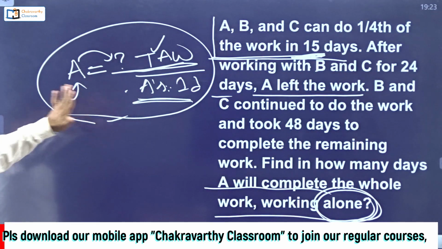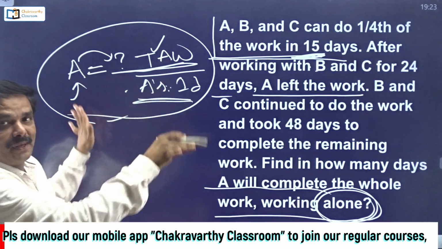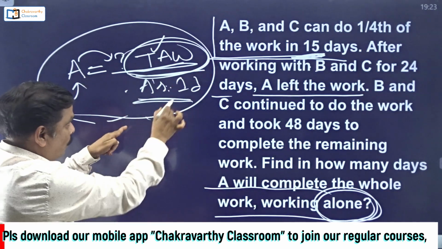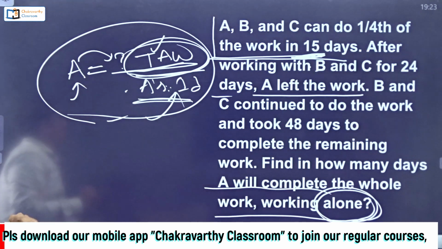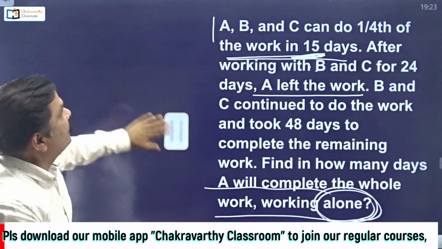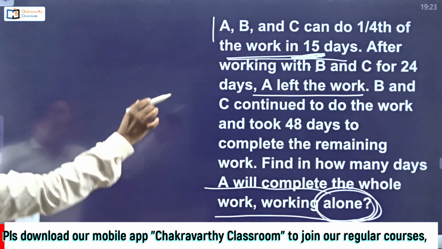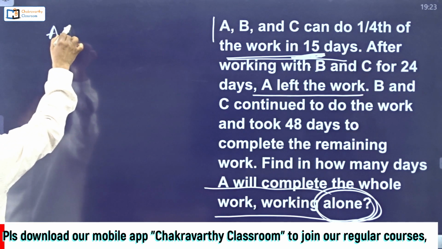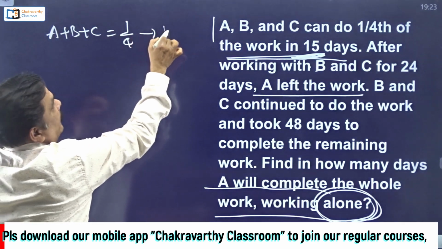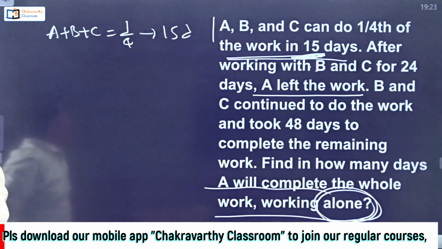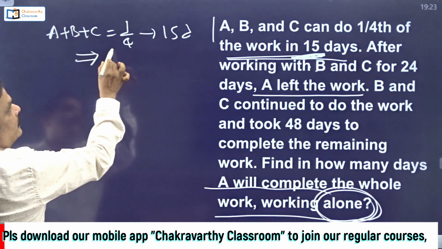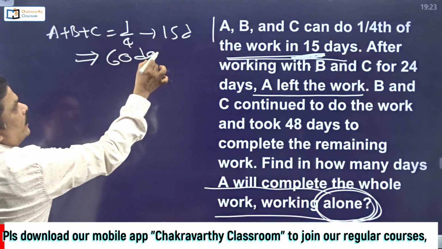Clearly they have given. I'm just taking this one out here for space management. Now I'm here, total amount of work. After that, I'll go for A's 1 day's work. Now, how to imagine this one? I'm taking the help of the first clue. First clue, they have given that all the three, A, B and C, can do 1/4 of the work in 15 days. That means they can do the complete work in 60 days. As simple as this one.